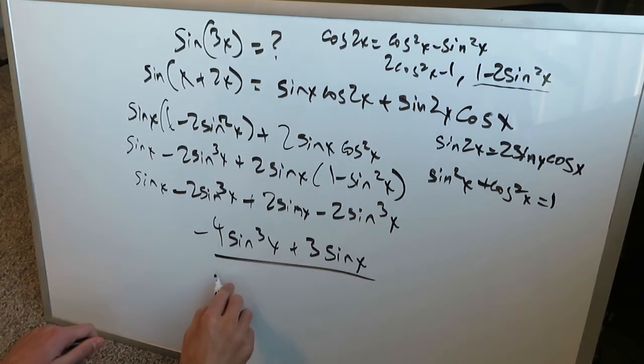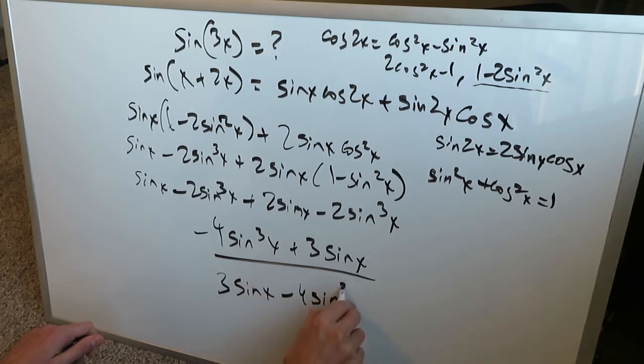In a matter of sophistication, you could write the positive one first. 3 sine x minus 4 sine cube x. Either way, they're both good answers.